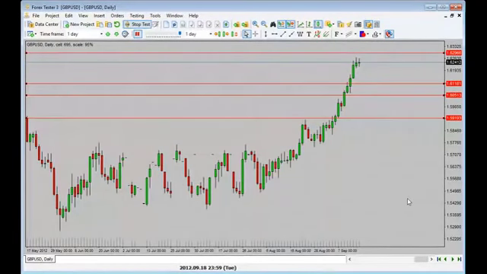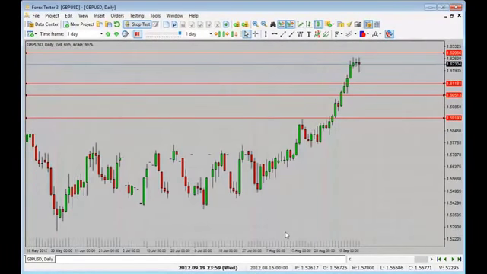Okay, kind of going sideways now, hasn't been able to break above. Let's see if we can get a test of this right here. So it still has bullishness in it, but it's starting to go sideways. So now it's neutral. It can go either way. But let's see if we'll get a push to the upside here.